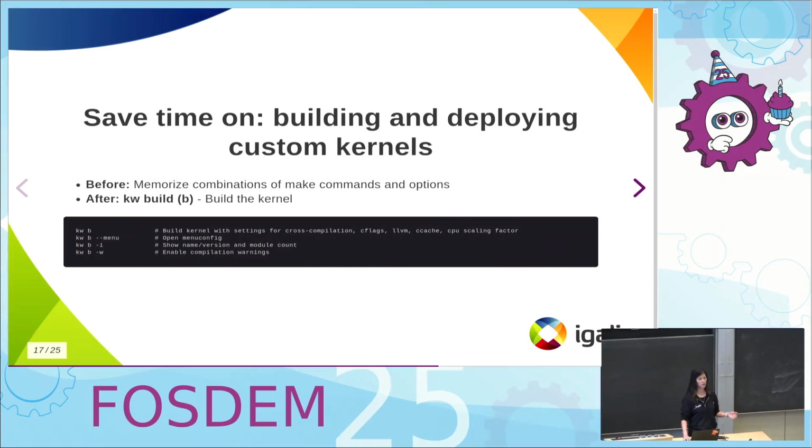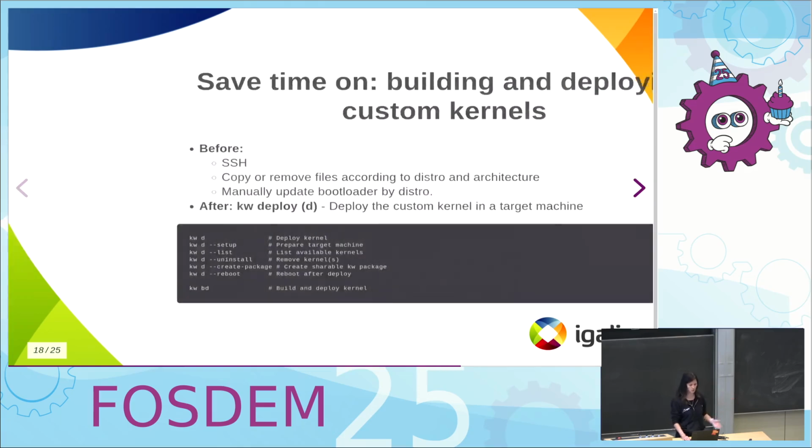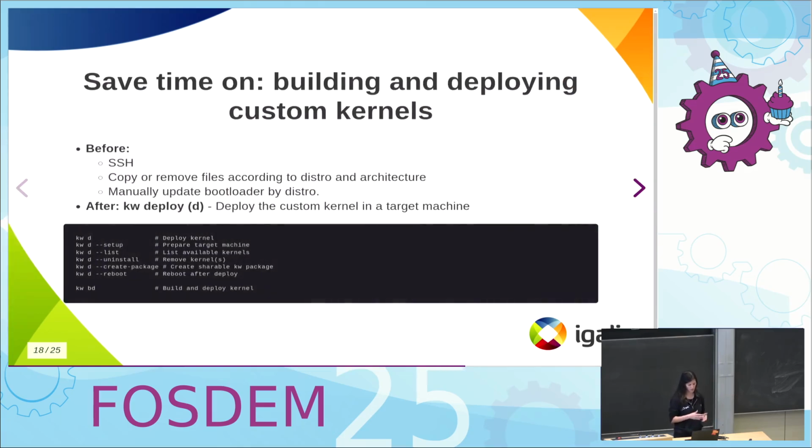Then you need to build the kernel, and probably you have memorized a combination of make commands and options. And you just need to run kw b, the build. Then you can build a kernel with cross-compilation, CFLAGS, ccache, LLVM. You can set up the CPU scaling factor beforehand. You can also check information about the number of modules that we have there, and you can enable compilation warnings and many other options. And then after getting the config file and building the kernel, you need to deploy it.